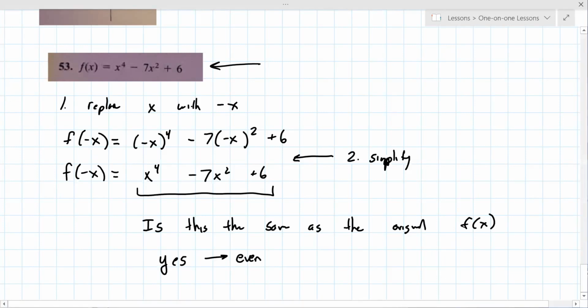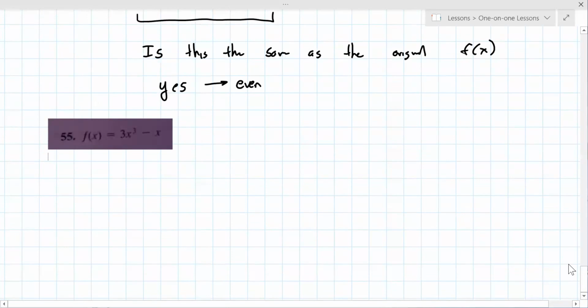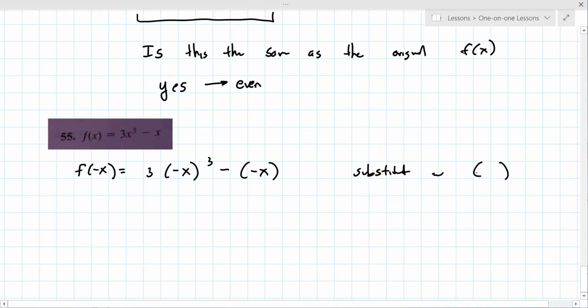All right. I'm sorry, did you say odds? So we're going to 55. Yeah. All right, so this one will be yes, even. So 55, same thing. You put in negative x for x. And you really want to substitute with parentheses. If you don't, there's potential to make sign errors, and this is all about sign errors. So these aren't the same, so it's odd.